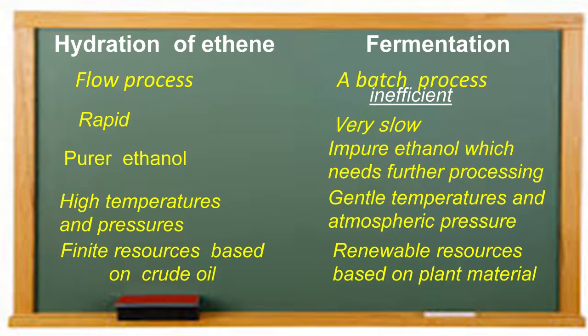As you understand, on the industrial scale, ethanol is made by hydration of ethene and by fermentation. The more economically effective strong sides of the first way of manufacturing ethanol are the flow scheme, rapid run of the process, and obtaining pure ethanol. The fermentation uses gentle temperatures and pressure, and, very importantly, renewable resources based on plants.